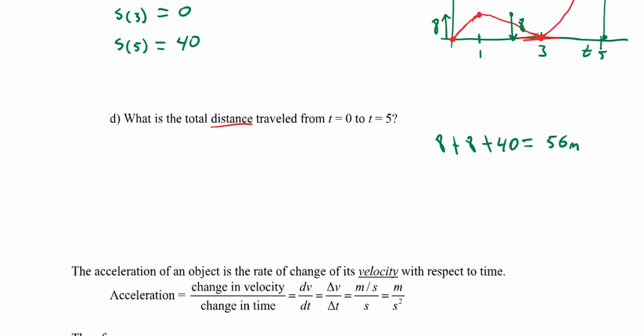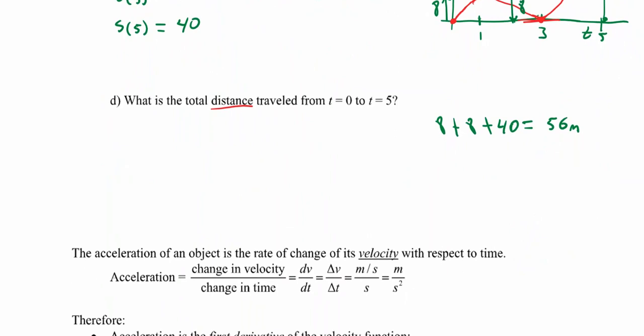Now, if you didn't have the graph and wanted to be a bit more mathy, we could do these in sections, right? Where we could say from a time equal to 0 to a time of 1, it would really be the absolute value of s of 1 minus s of 0. I'll explain what this means in a second. Which would be equal to the absolute value of 8 minus 0, which is equal to 8.